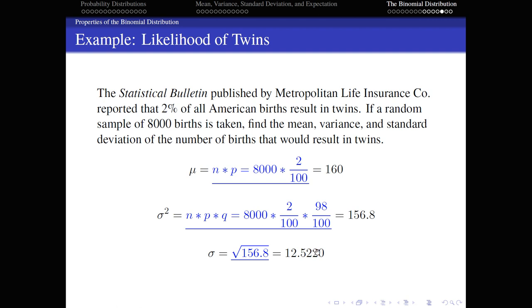In fact, just like previously, we could use mu and the standard deviation to come up with a reasonable range for the number of twins. That reasonable range, if you wanted to try it on your own, let's see, 25. So we might have something on the order of 135 to around 185 twins as a reasonable range here for the number of twins.